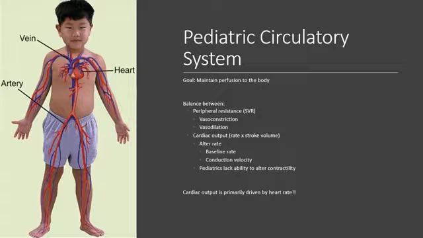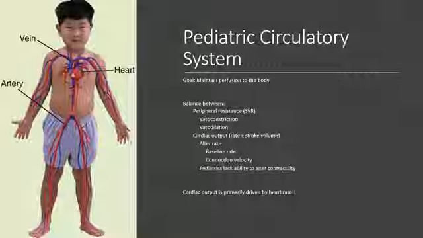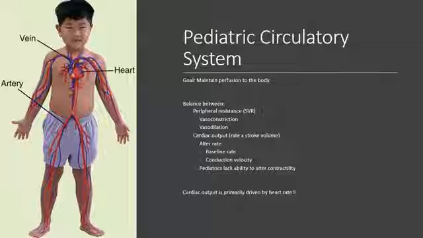And so that's one of the big differences between pediatrics and adults, is that in pediatrics, the heart rate is essentially very, very crucial, because if we see a drop in heart rate, we know that we don't get that compensatory increase in contractility. And so that drop in heart rate coincides with a dramatic decrease in the cardiac output. So cardiac output in pediatric patients is primarily driven by the heart rate.